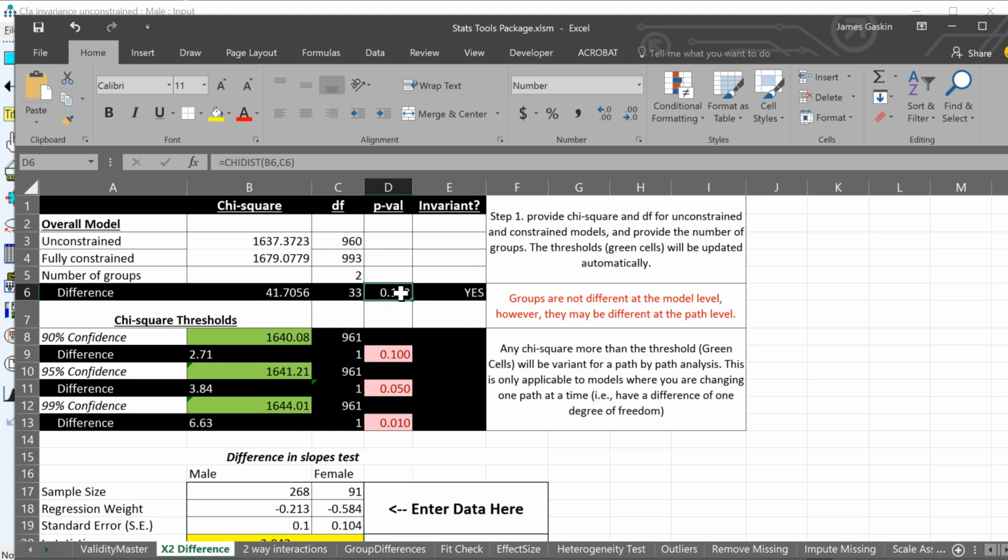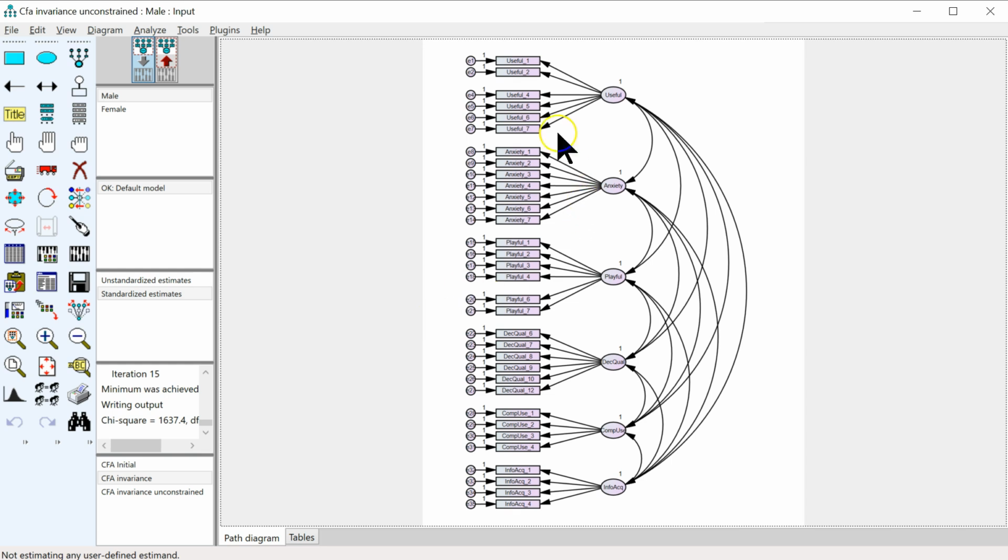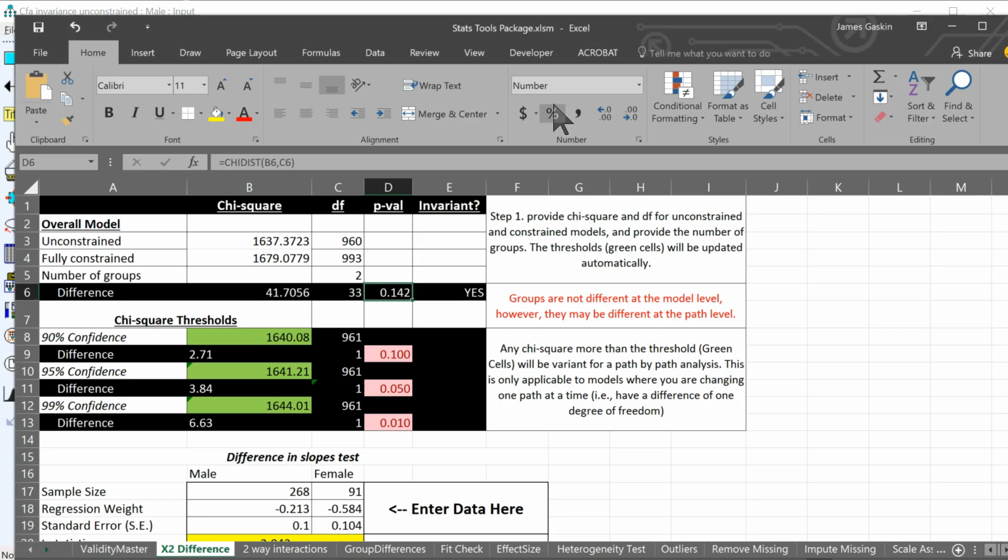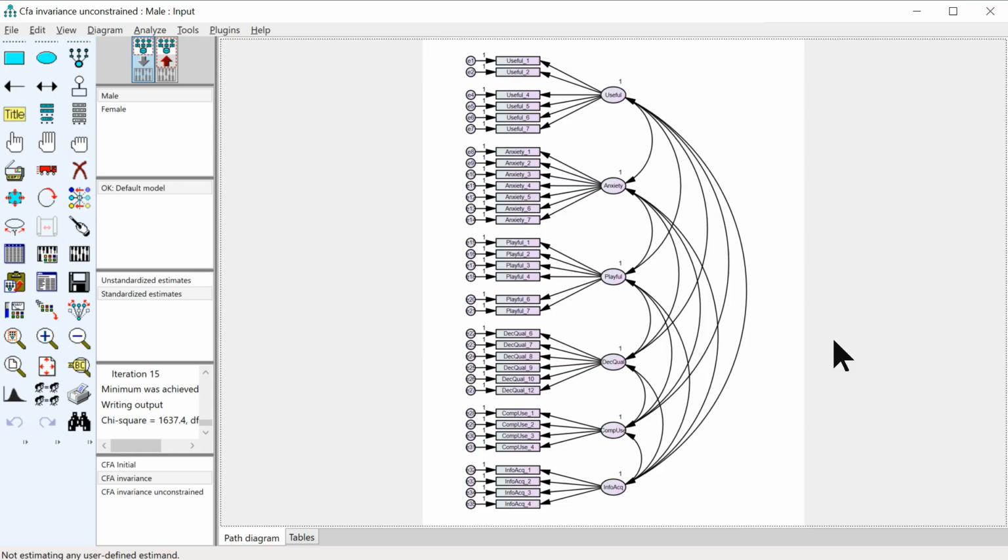Now, if they were different, I'd have to go and find out which paths were different, and there are ways to do that. When they're all constrained, you can unconstrain one path at a time and see what difference that makes. If it creates a big difference in the chi-square and degrees of freedom, then that is the path that's causing the problem. You could also do a critical ratios quick and dirty check. I have a video for that, and it would at least point to the one causing the most trouble. Luckily, we don't have to do that.